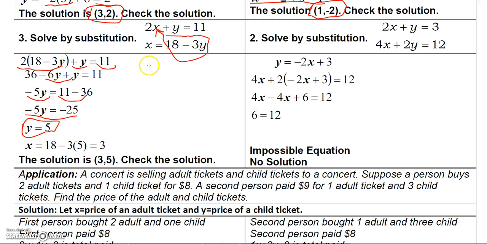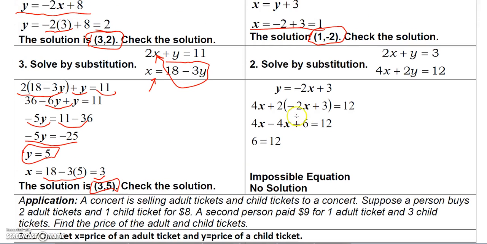So I can go back up here, and I can plug the y value I got, 5, in here and solve for the x. So x would be 18 minus 3 times 5, and so that's 18 minus 15, which is 3. So the x value is 3, and the y value would be 5.